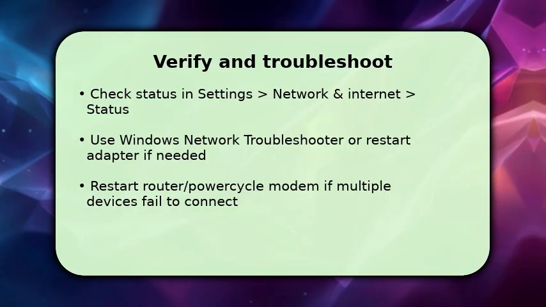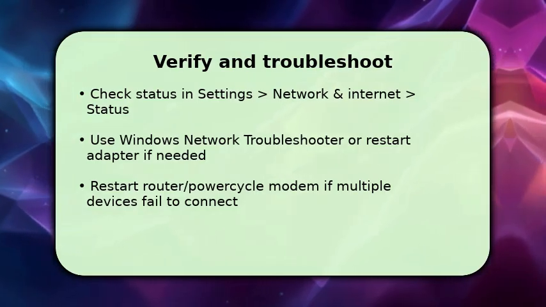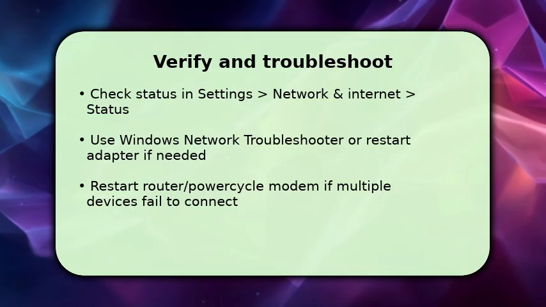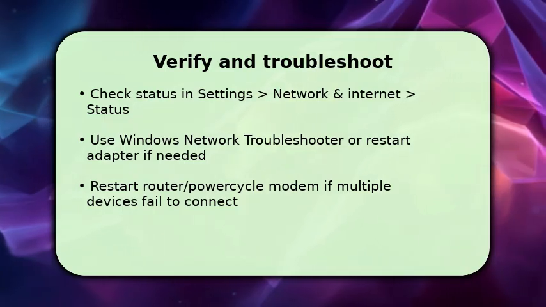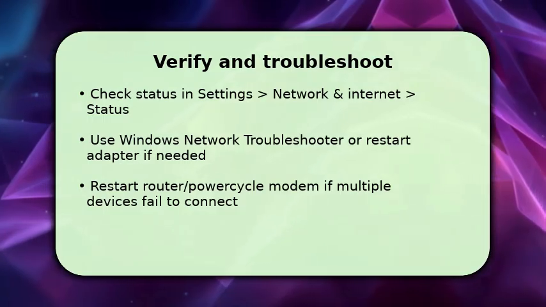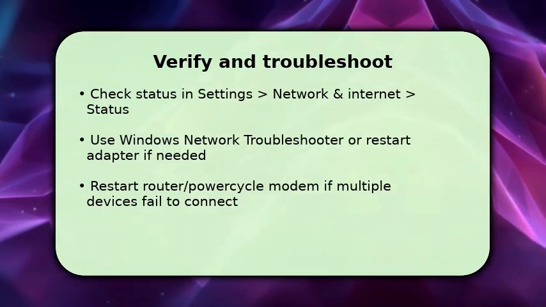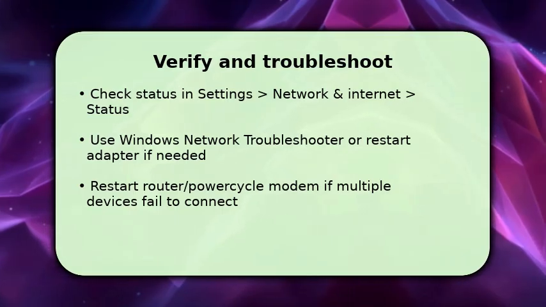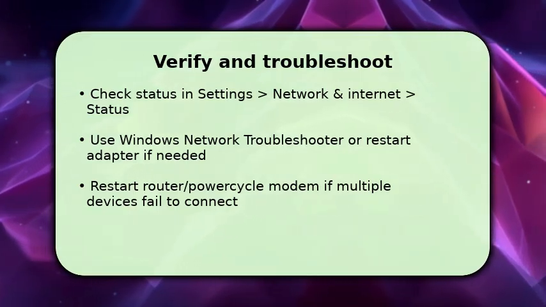If you see limited connectivity, run the Windows Network troubleshooter or disable then re-enable the Wi-Fi adapter to refresh IP assignment. If multiple devices lose access, power cycle the router and modem for 30 seconds, because many problems stem from the network equipment rather than your PC.